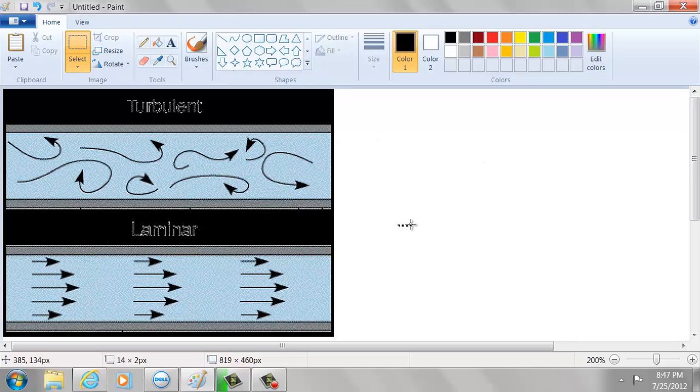I'll draw a cigarette, or I'll try to draw a cigarette. And you see a cigarette here. Yes, this is a cigarette. I know this is a horrible cigarette. This is a cigarette though. And you see smoke. And right now it's more of a laminar flow.